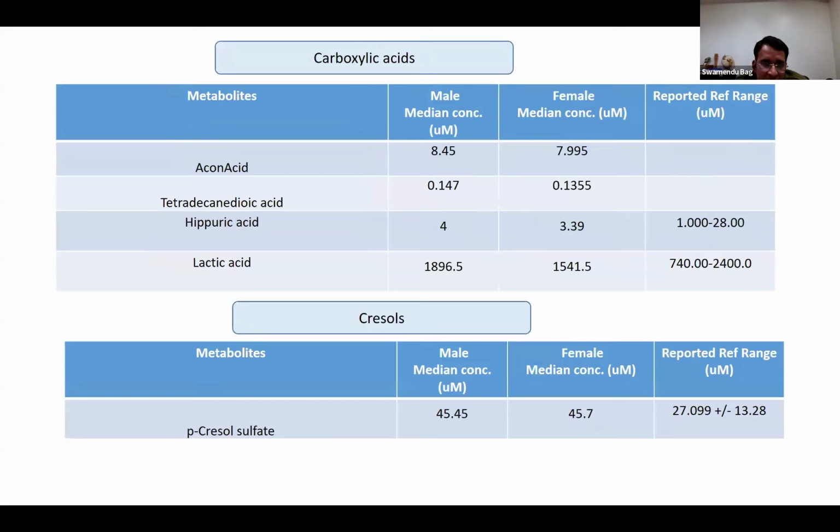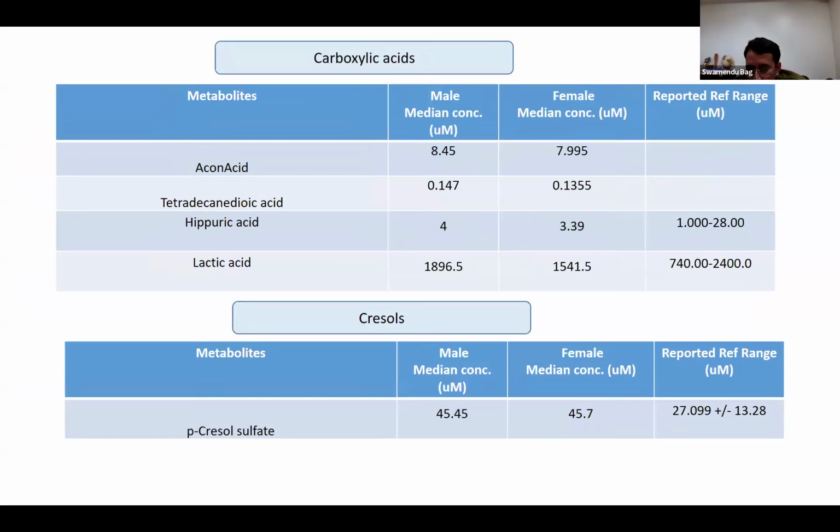Carboxylic acids, such as aconitic acid, hippuric acid, lactic acid, tetradecanoic acid, and also some of the other carboxylic acids, have reference ranges that are not available throughout the world. For example, for aconitic acid and tetradecanoic acid, there is no reference range.